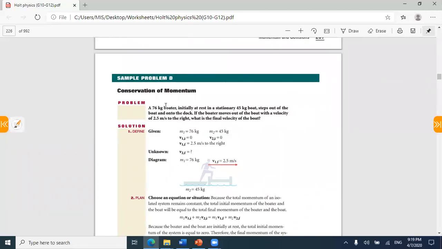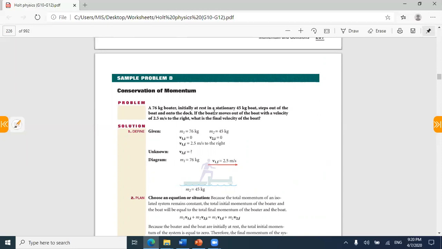A 76 kilogram boater initially at rest. So this is going to be M1. Initially at rest, meaning before the impulse, so V1 initial is 0. The boater is in a stationary 45 kilogram boat. So the boat is M2 and it is stationary, and also V2 initial is 0.